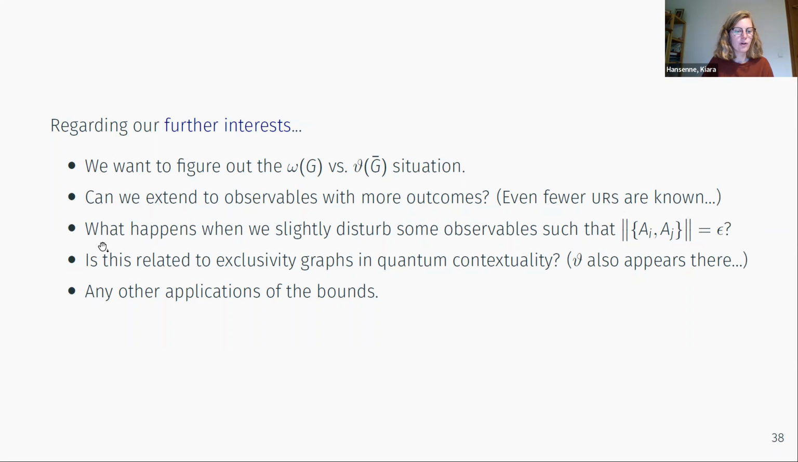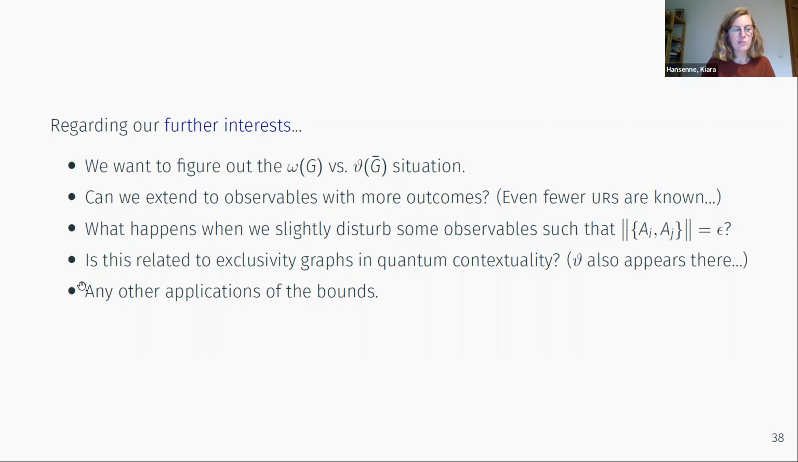Then also, it was brought to our attention that in exclusivity graphs and quantum contextuality, the Lovász number also appears, and somehow we noticed this connection and thought, well, maybe there's something more to this. So this is also something to be investigated.